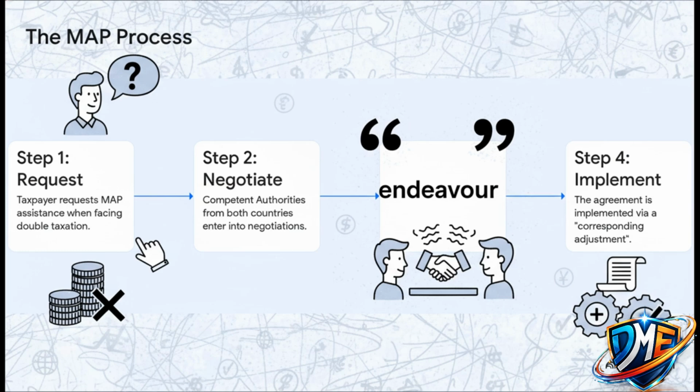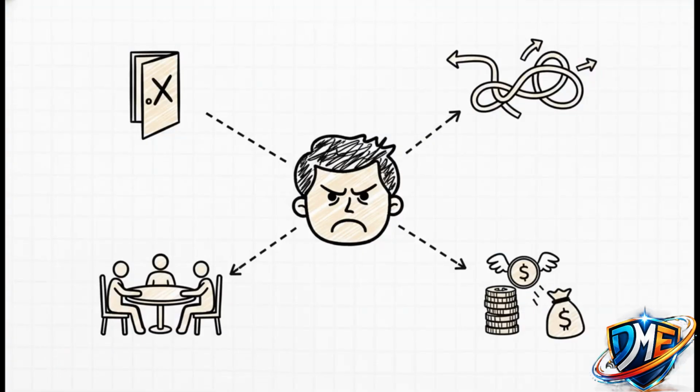If they succeed, the other country usually makes what's called a corresponding adjustment to its tax assessment, which is what actually cancels out the double taxation. Now, while MAP is the primary tool, it's not always a walk in the park. Taxpayers run into some very real frustrations. Sometimes they're denied access to the process altogether, or domestic statutes of limitations get in the way. These cases can drag on for years. And, perhaps most frustratingly, because it's a government-to-government talk, the taxpayer isn't even in the room for the final negotiation.